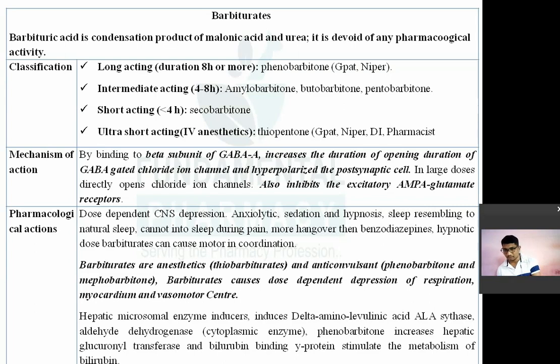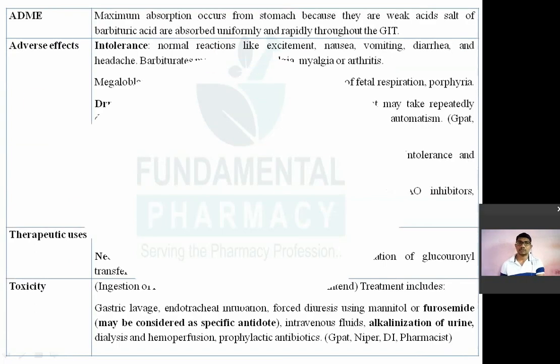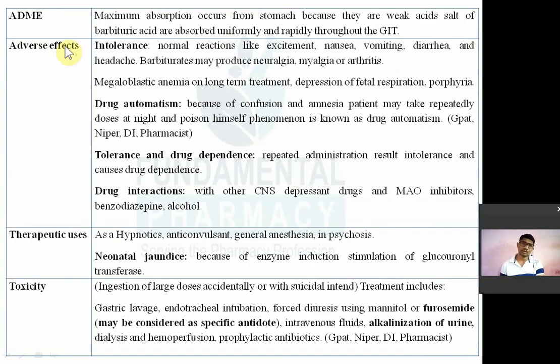Remember, we will see it again in the next part. Next is absorption, distribution, metabolism, and elimination of phenobarbital. Not each and every drug will be discussed. Phenobarbital will be discussed as a prototype of barbiturates, and in comparison with that, other drugs will be discussed in a short manner. Maximum absorption occurs from the stomach because they are weak acids, and salts of barbituric acid are absorbed uniformly through the GIT. They are potent enzyme inducers.